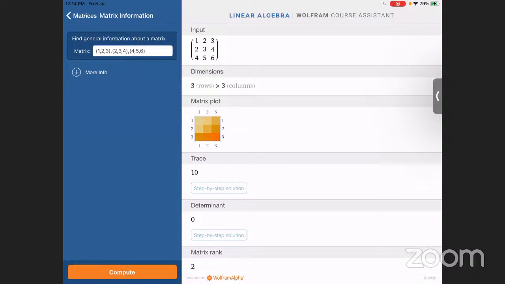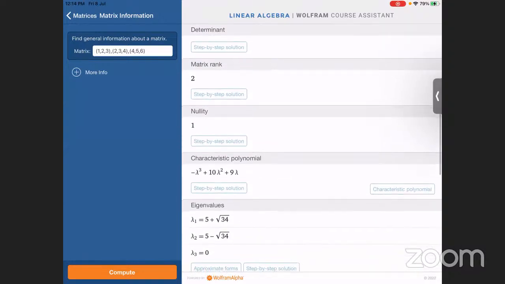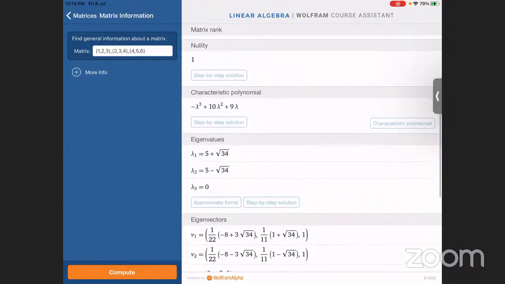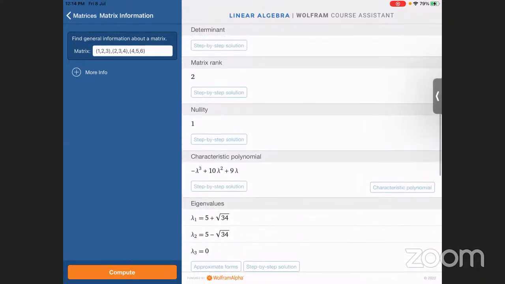So all the features are displayed there. Trace happens to be 10. That's very clear. Determinant happens to be 0. We know that its determinant is 0. Its eigenvalues are so many. All those things are displayed now. You can see nullity, everything.